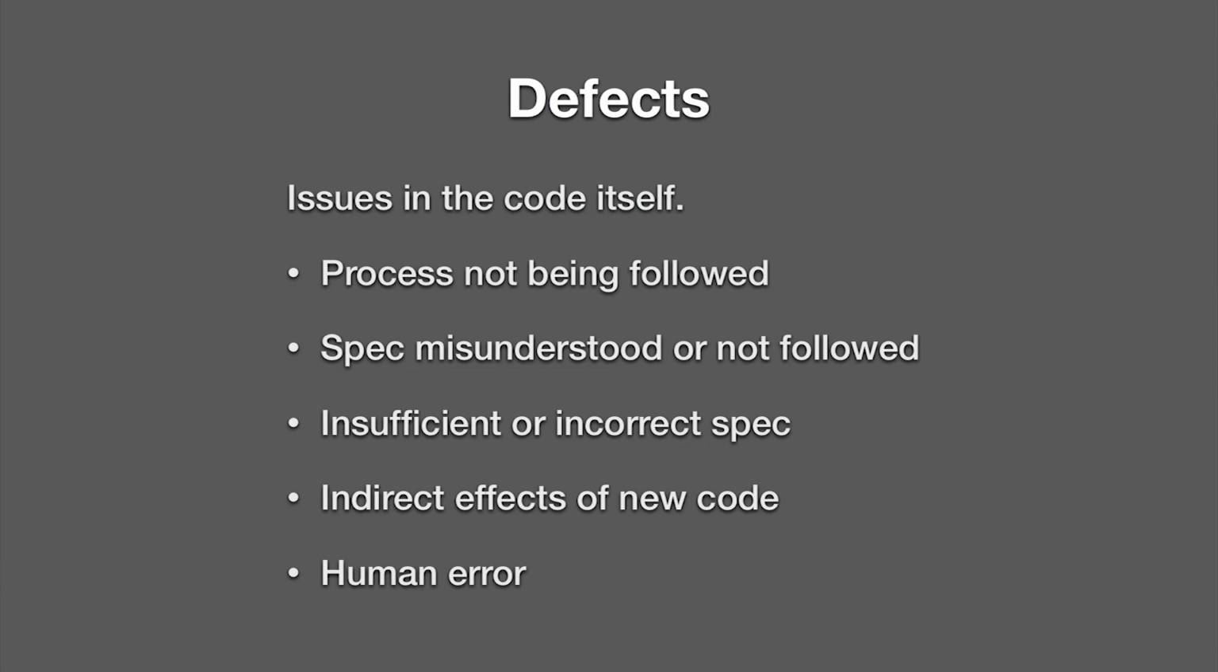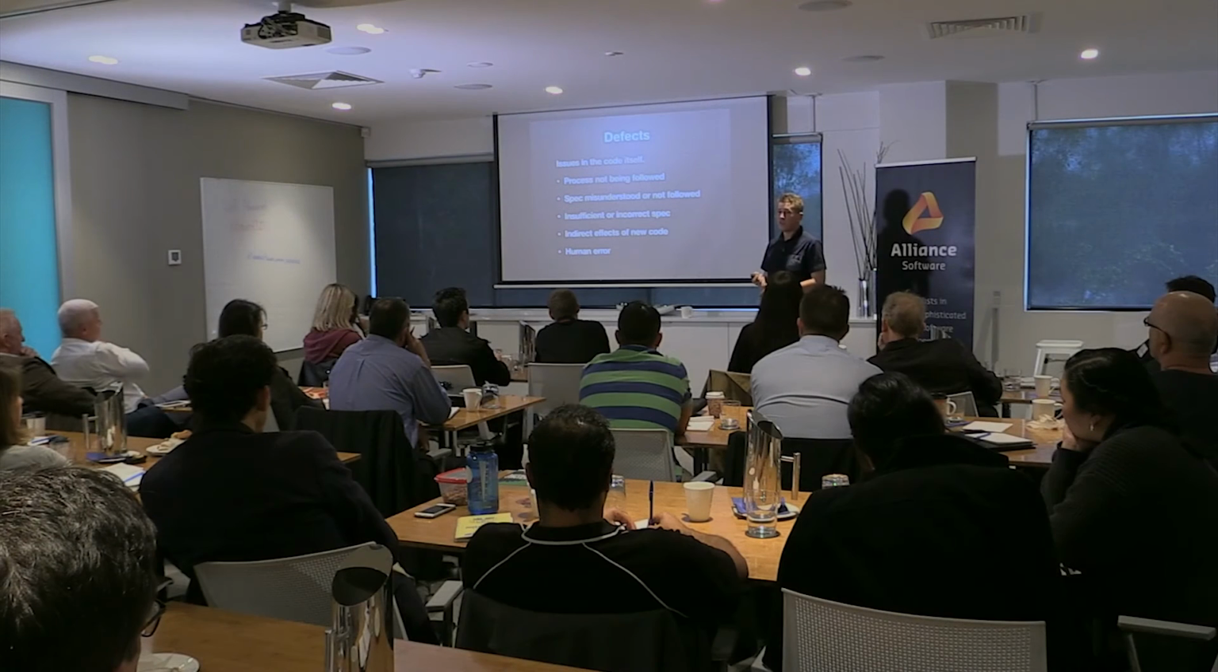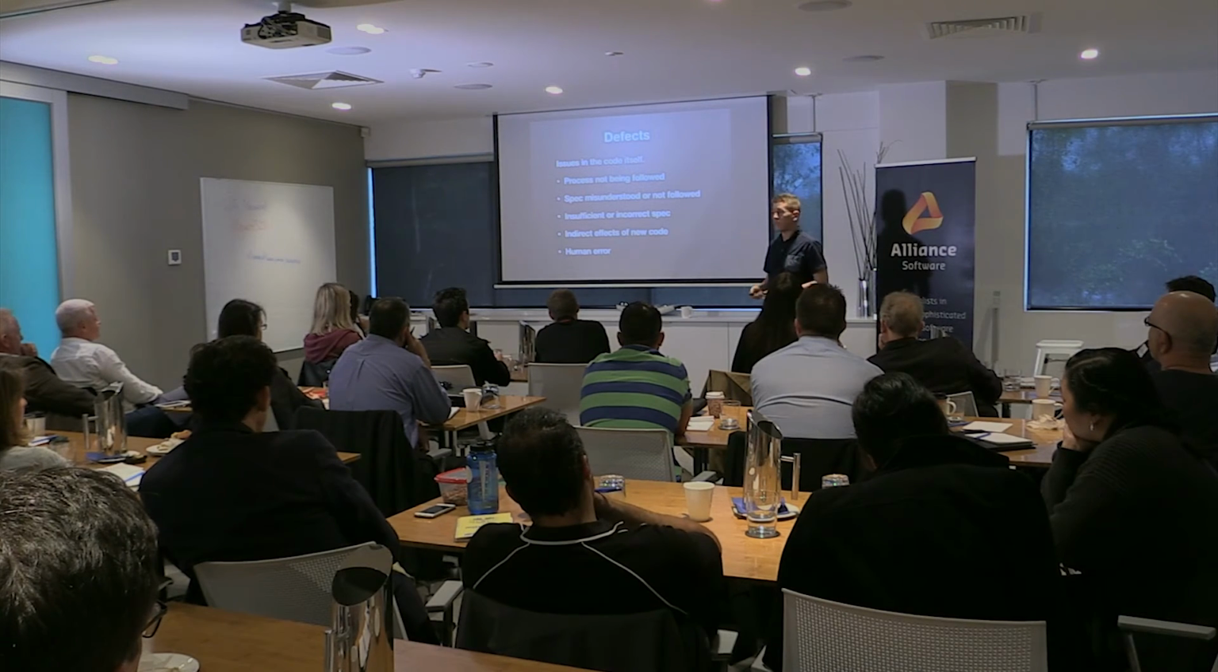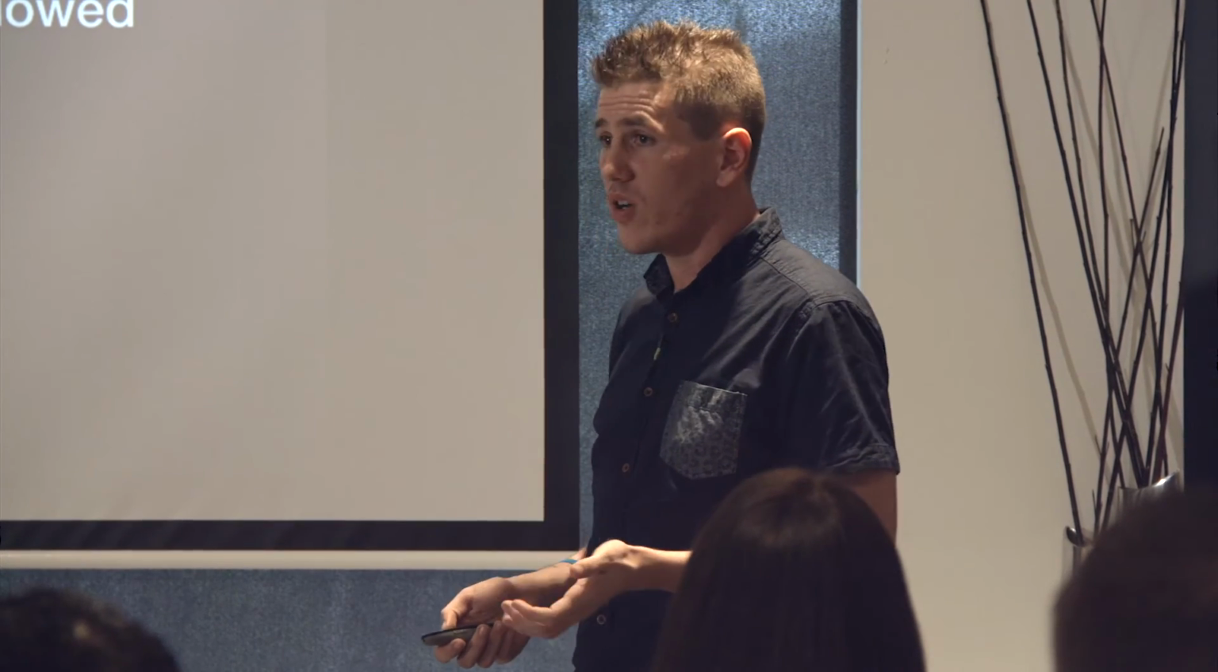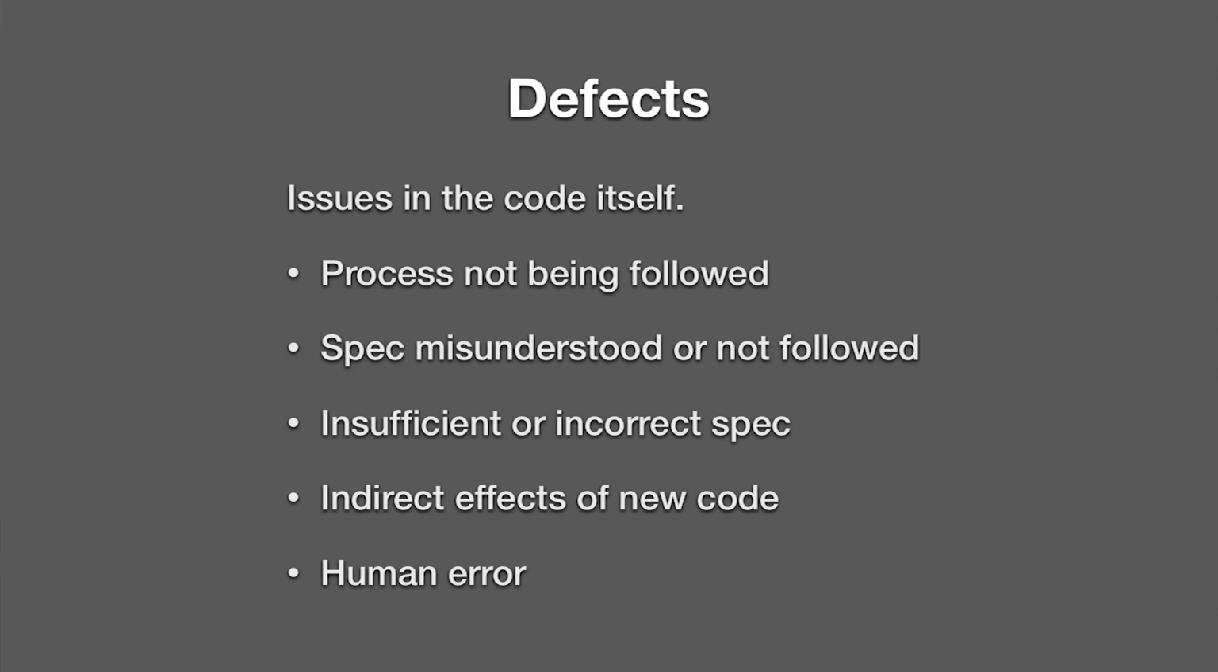Defects. This is the fun one. So defects arise in the code itself. Defects can arise for a number of reasons. They can have processes not be followed. You may have had tests or a testing procedure that wasn't followed. A spec may have been misunderstood or not followed. You might miss something working across multiple documents, for instance. You don't see a requirement. The spec may have been insufficient or incorrect. Sometimes the people making specs make mistakes.